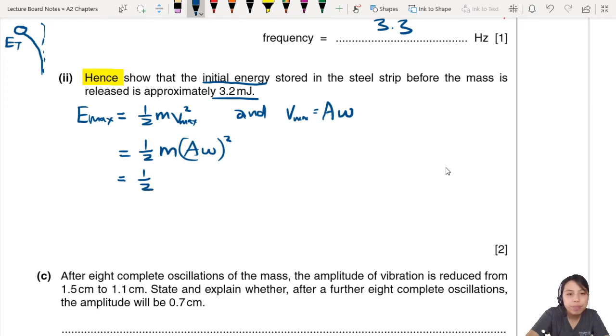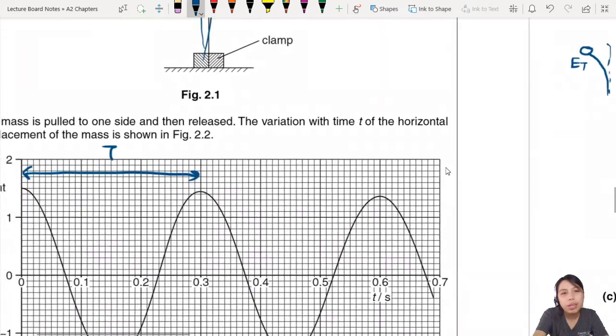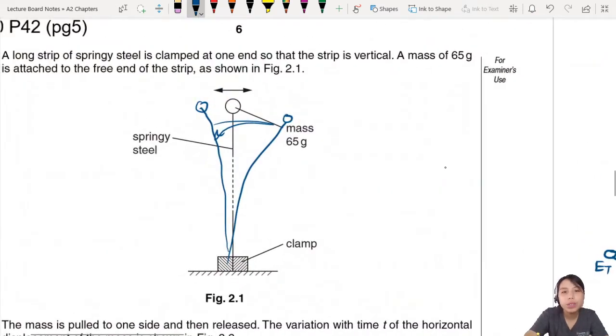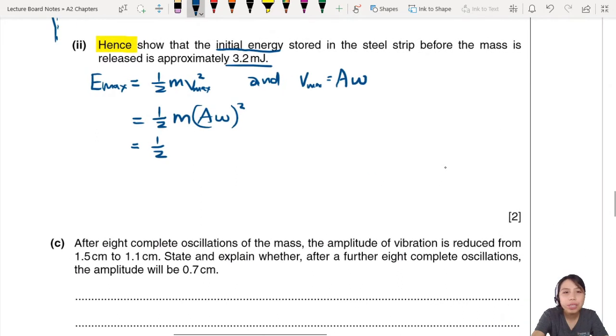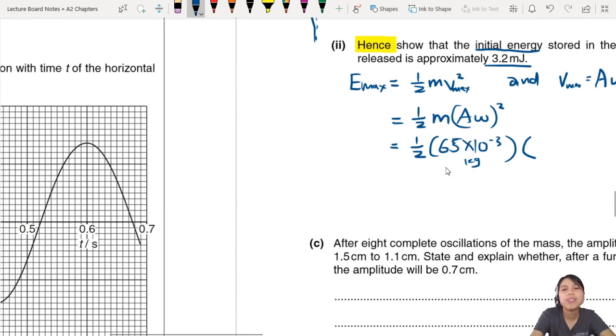So half M is what? What is the M? We're going to look at this bobbing mass M. 65 grams. So our 65 grams would come down here. 65 must convert to kg. So this is in kg. A is amplitude. I have to read from graph, right?